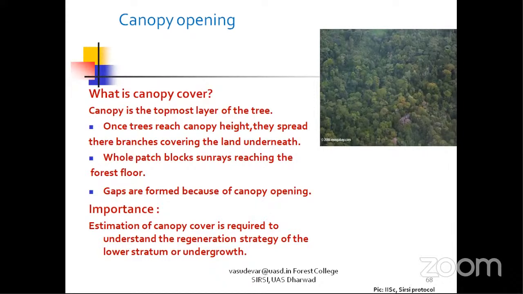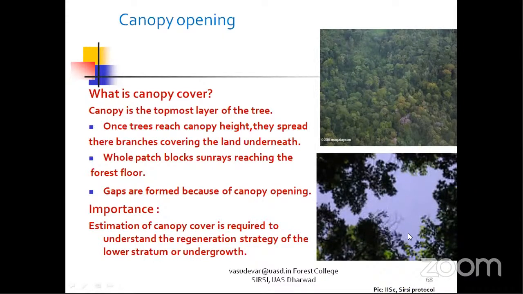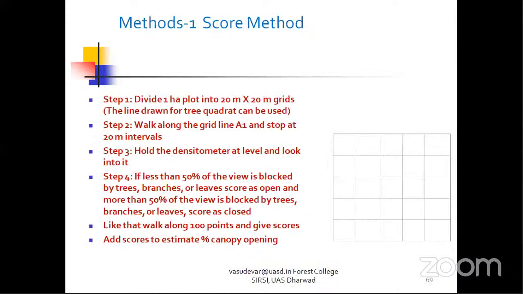As you see, if you walk through a forest and there is a small gap, you will find dozens of small seedlings regenerating. Hence, estimating the canopy opening is most important. In fact, most of the disturbance is directly related to the canopy opening. So what we do is take up what we call the score method, and the entire 1 hectare is divided into a 20 by 20 grid, so we can walk along grid line A, stop at every 20 meters, and take the opening.